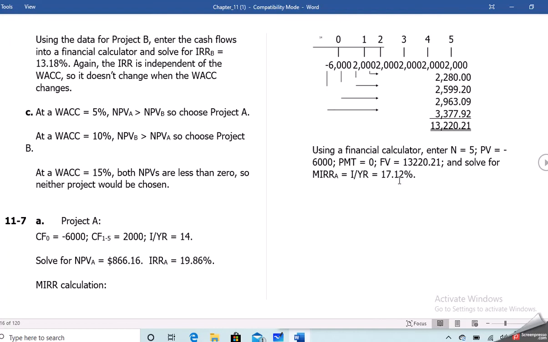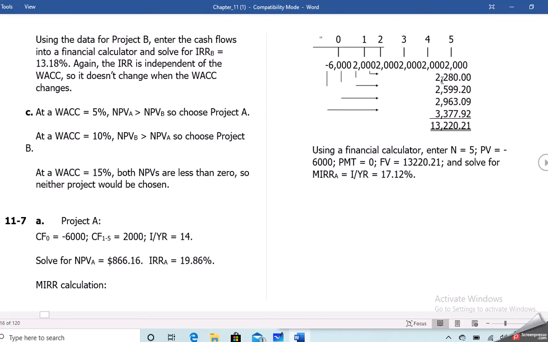Because the bummer with the internal rate of return is it's assuming, if we come back over here, that all those future cash flows are earning that 19.86%. In reality, these future cash flows that are coming in over the next 5 years are more than likely going to be reinvested at the cost of capital. So then that's what we end up doing. So we put in that we have 5 cash flows of $2,000.